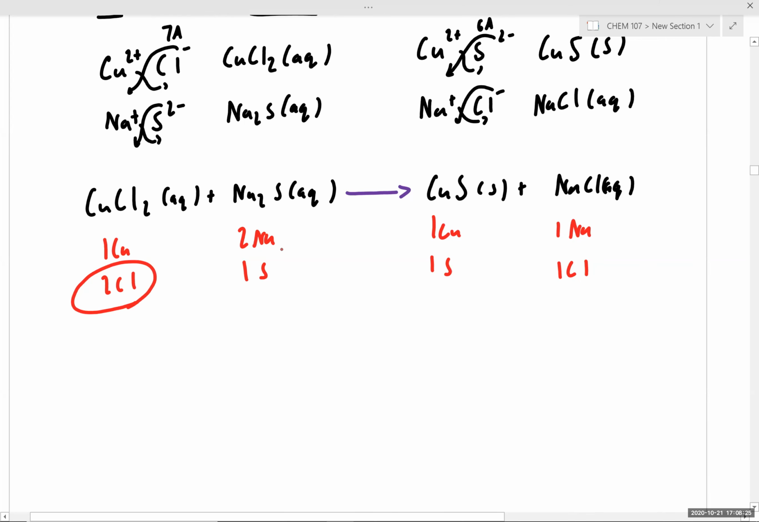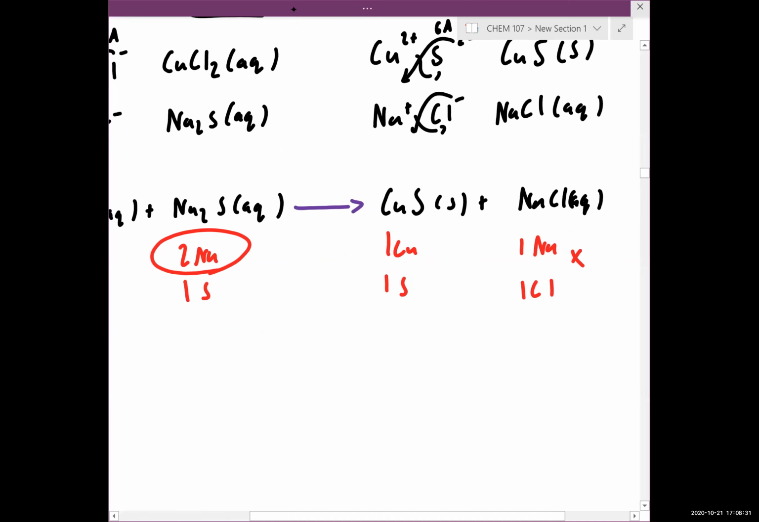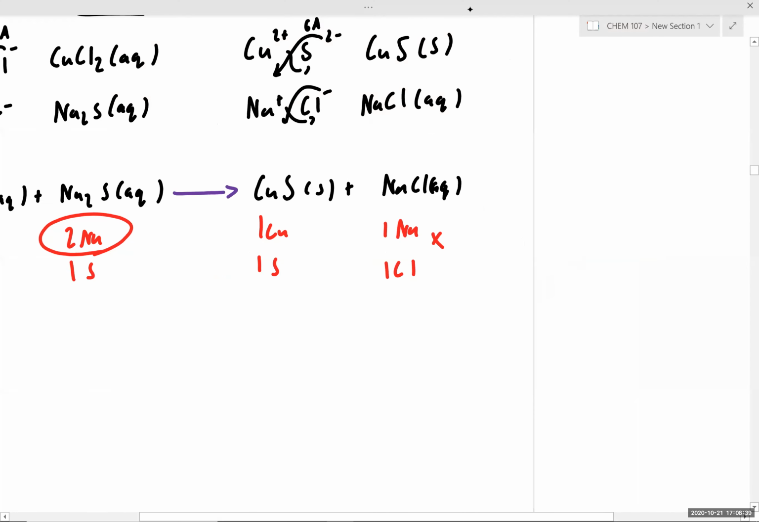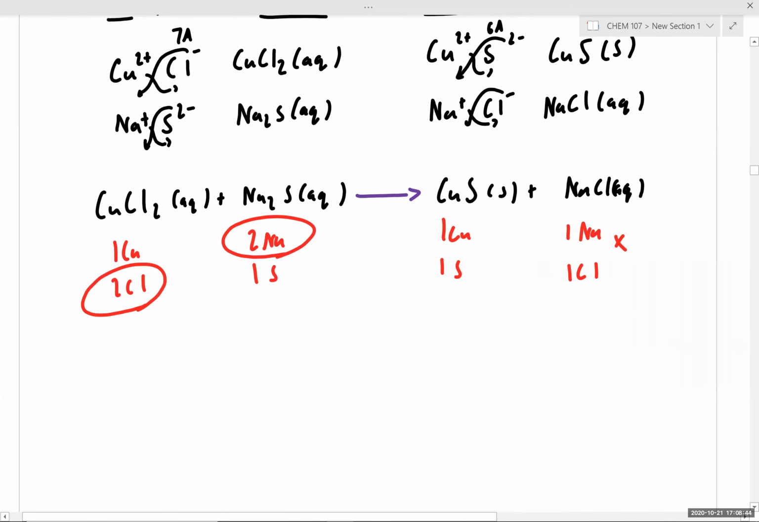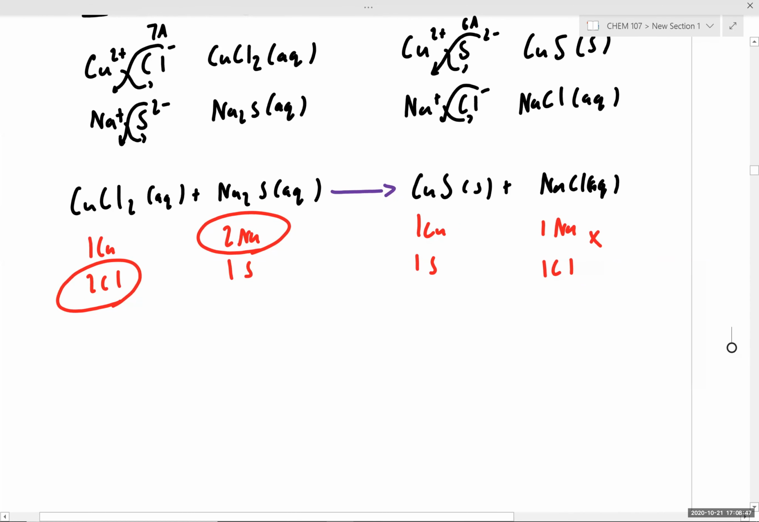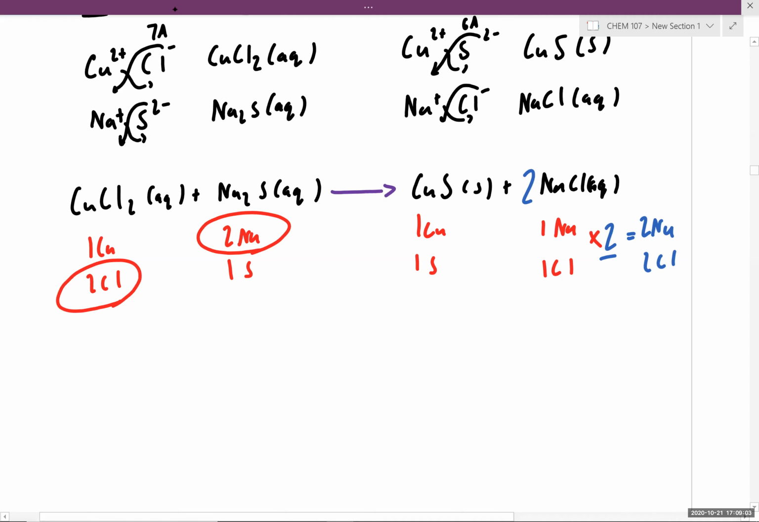In order for us to have the same number of atoms of each element, what coefficient do we need to use? What coefficient do we need to, quote unquote, guess for sodium chloride? In order to have 2 sodiums and 2 chlorines on each side, what coefficient do we need? 2. 2, exactly right. And that's all we need to balance this equation.